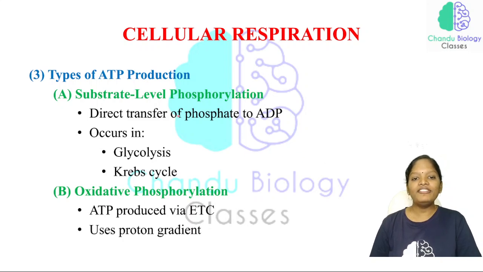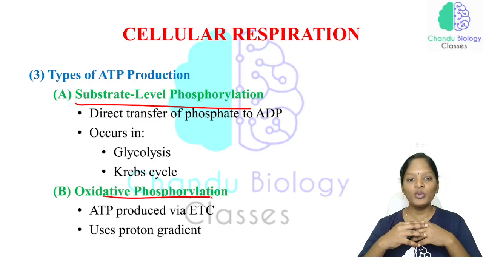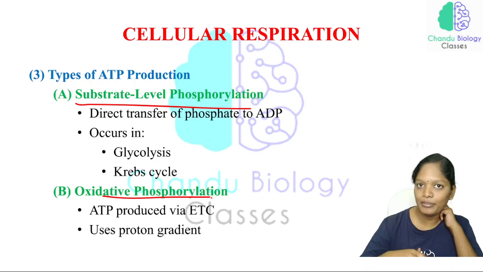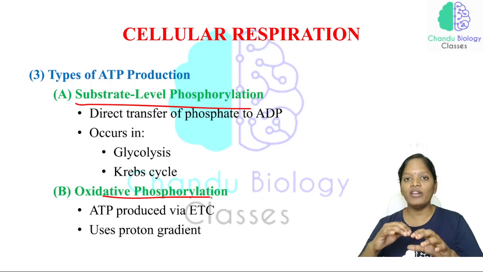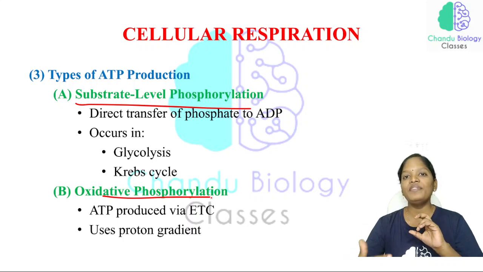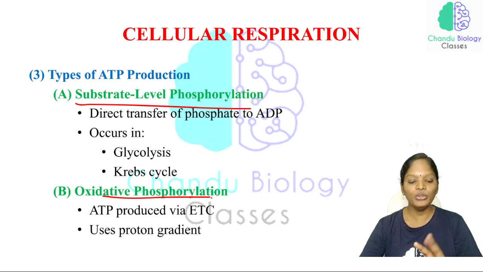Now, what are the different types of ATP production? We have two different types of phosphorylation: substrate level phosphorylation and oxidative phosphorylation. In both these types of phosphorylation, a phosphate group is transferred and we get ATP. But the mode or medium in which the ATP is produced differs. Based on the source, we can categorize ATP production into two: substrate level and oxidative phosphorylation. In both of these, we get ATP.